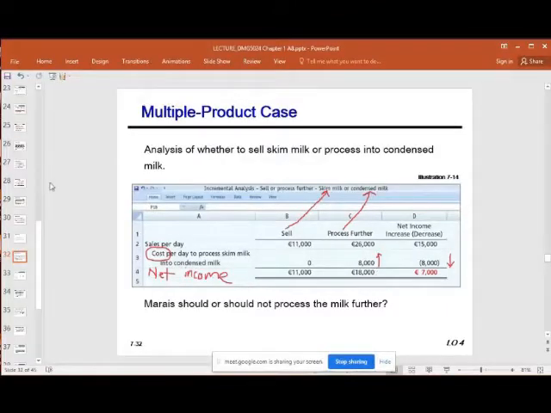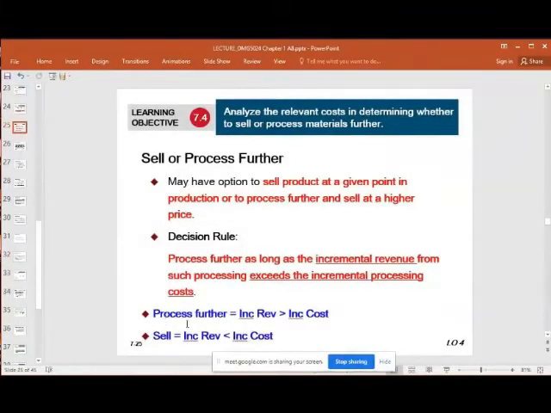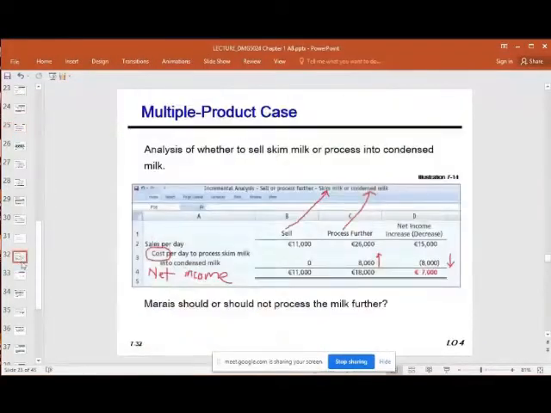So if we go back to just now that rule, class. Just now that rule, do you remember this? Process further or sell. So let's try to do this. Incremental revenue and incremental cost. Okay, incremental revenue. So your incremental revenue will be this, 15,000. This is your incremental revenue. And your incremental cost is 8,000.